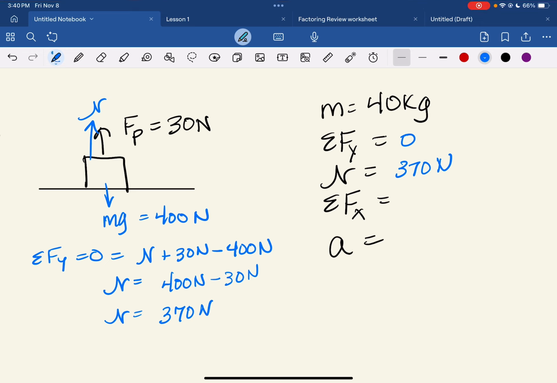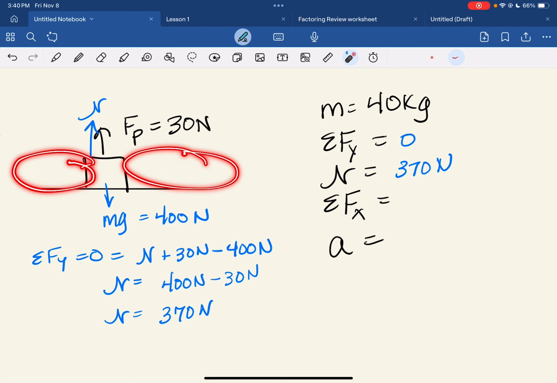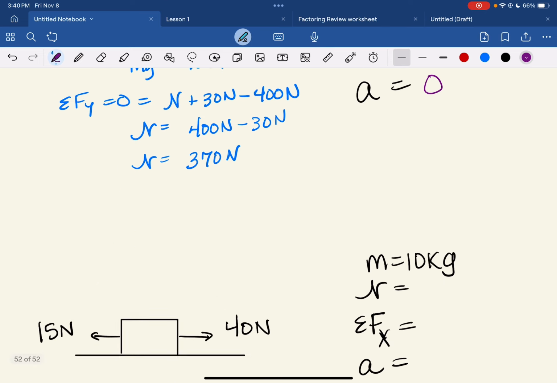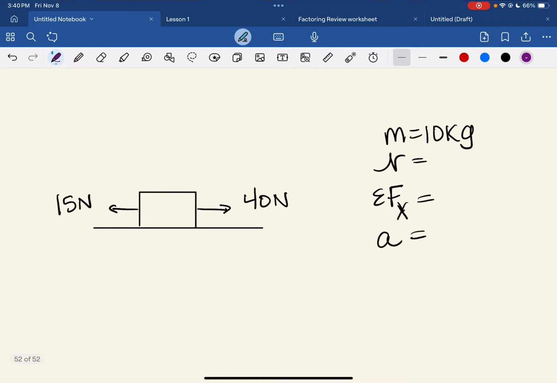As far as the x direction, I don't see any force over here. I don't see any force over here, and it doesn't talk about friction at all. So the net forces that are here in my x direction are going to be 0. And if there's no forces in that x direction, I'm not going to have any acceleration either. All right, let's take a look at this third one.